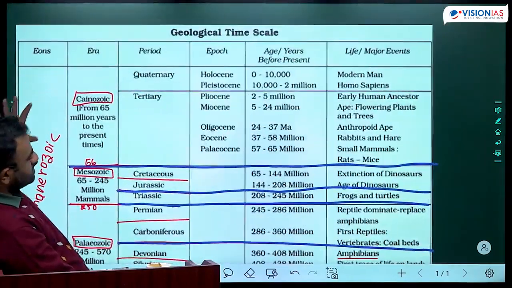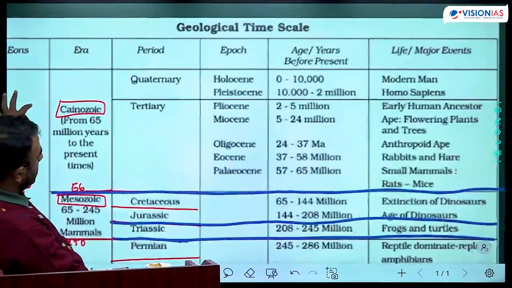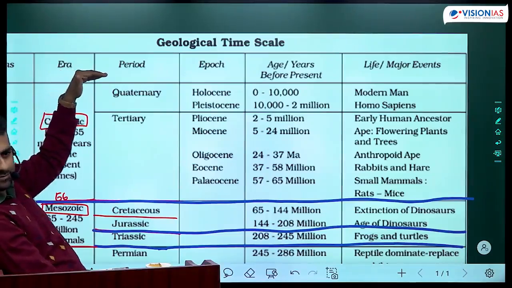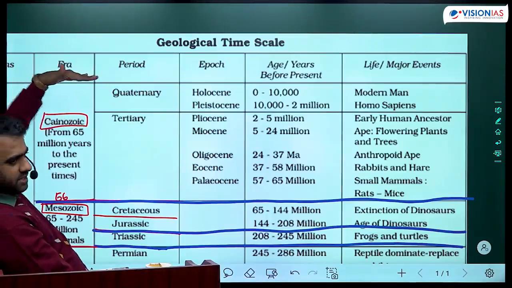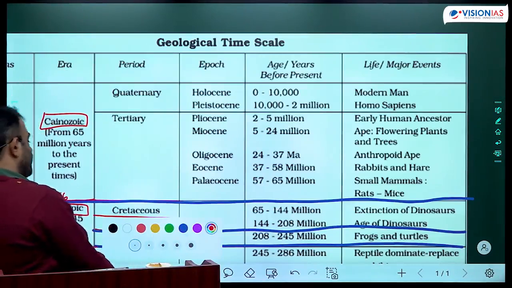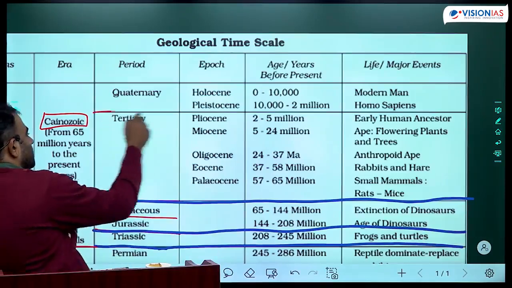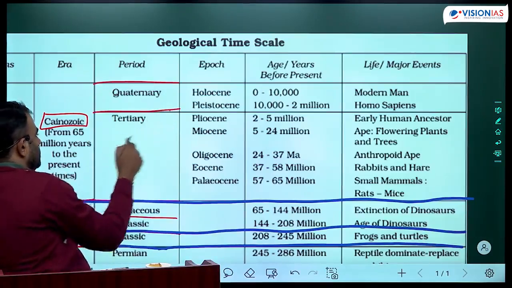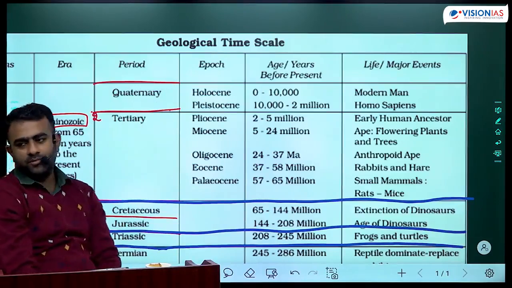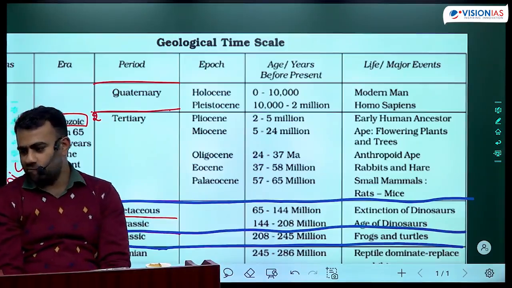Now you enter the Cenozoic. The Cenozoic began around 66 million years ago, and we are still in the Cenozoic. The Cenozoic is divided into two periods, tertiary and quaternary. 66 to 2 million years is tertiary, 2 to present is quaternary.